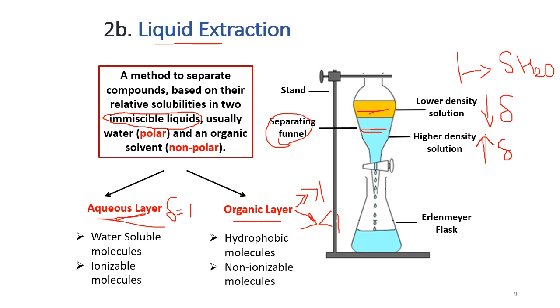The aqueous layer contains the water-soluble molecules. Any water-soluble molecule will be found in the aqueous layer. Any ionizable molecule that can form ions, with a plus and a negative, will also move into the aqueous layer.